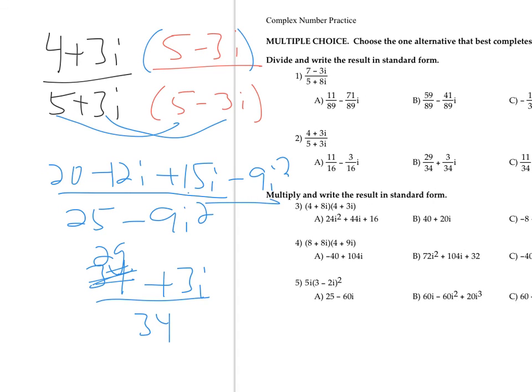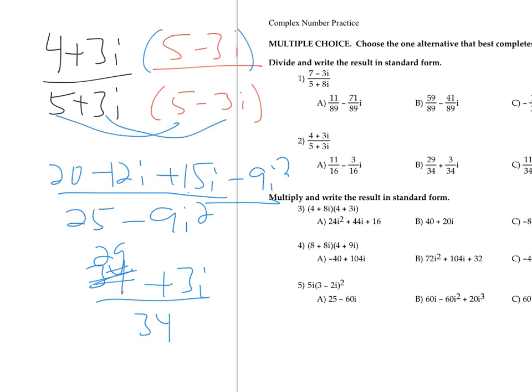Let's see if that's an answer. 29 over 34. 29 over 34 plus 3 over 34i. I think that's the choice. So I hope that helps.